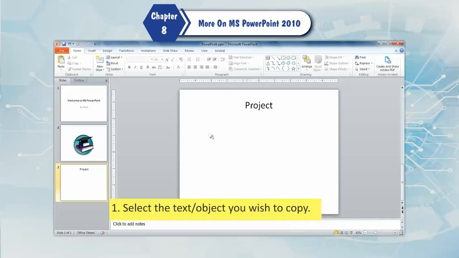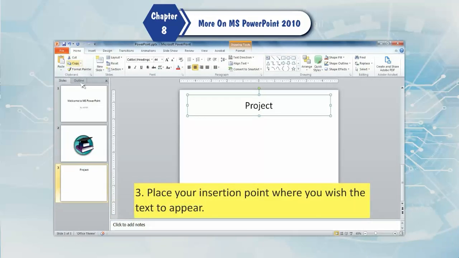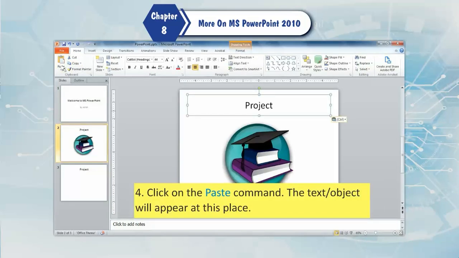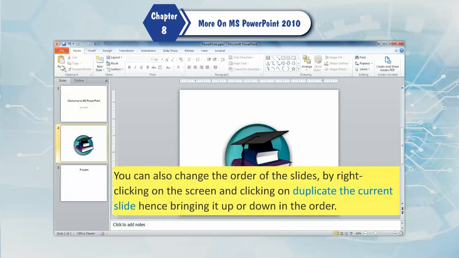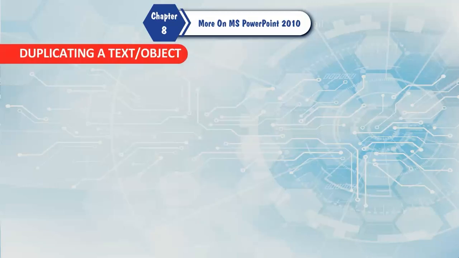Select the text object you wish to copy. Click on the Copy command. Place your insertion point where you wish the text to appear. Click on the Paste command. The text object will appear at this place. You can also change the order of the slides by right-clicking on the screen and clicking on Duplicate the current slide, hence bringing it up or down in the order. Duplicating a text.